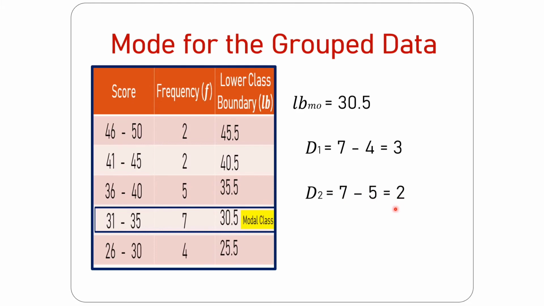In obtaining the class interval, just count starting from the lower limit going to the upper limit. For example, 26 to 30. Let's count 26, 27, 28, 29, 30. So the interval is 5. Or you can subtract the lower limit from the upper limit and add 1 to the result. For example, 30 minus 26 is 4. Then 4 plus 1 is 5. So it's up to you what method you are going to use.